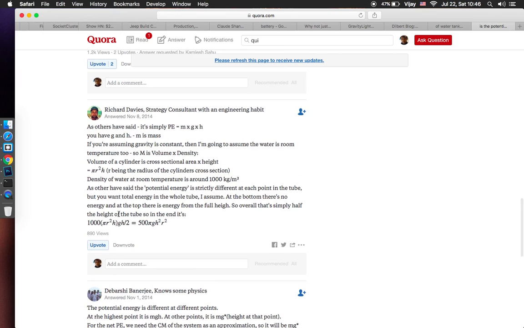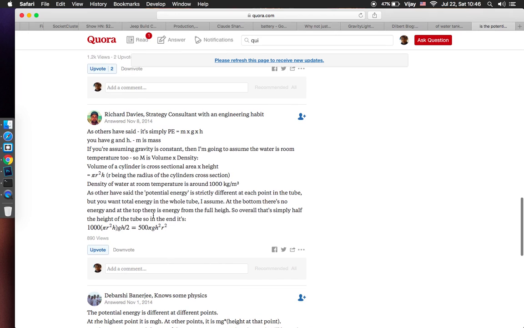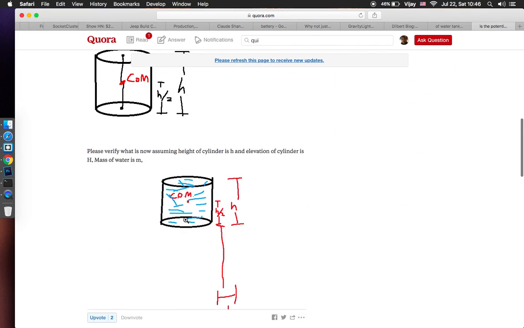Now what he has done is he's looked at the formula before and then came up with a reason after the fact. This seems to make sense to him, and so he just puts this as h by 2, and he says this is the reason. It's not the reason. It's not the whole reason. Definitely at the bottom there is no energy, and at the top there is energy from the full height, which is true. But saying overall that it's simply half the height of the tube is completely wrong. That's not why h by 2 comes there. Why h by 2 comes there is that at the bottom there is very little energy.